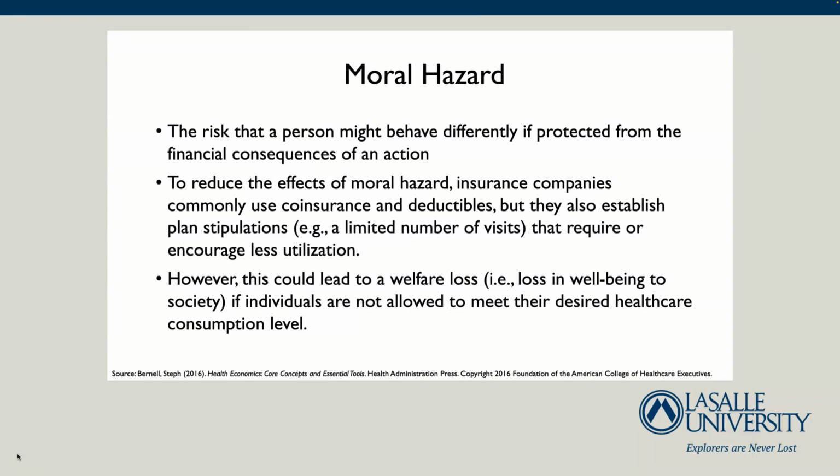Another concept presented in Chapter 8 is that of moral hazard. This refers to the risk that a person might behave differently if protected from the financial consequences of an action. To reduce the effects of moral hazard or overutilization, insurance companies commonly use coinsurance or deductibles. But they also establish plan stipulations in some cases. For instance, limiting the number of visits per year, and that would require or encourage less utilization.